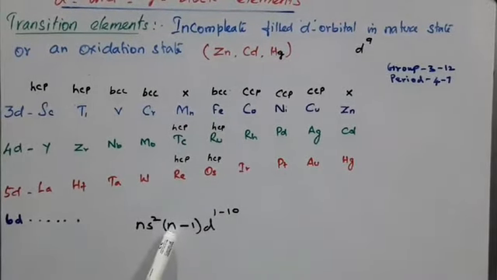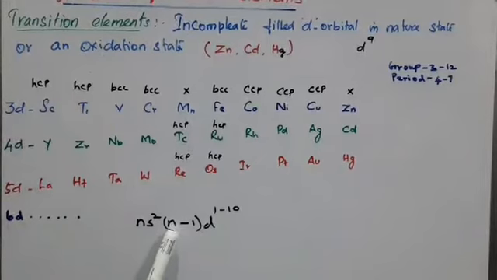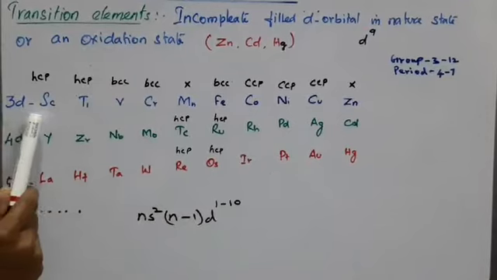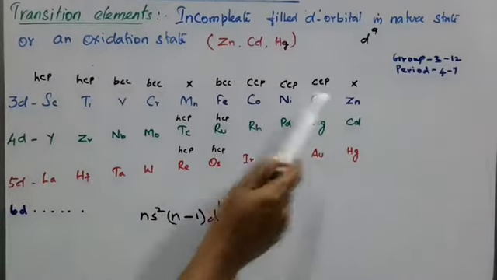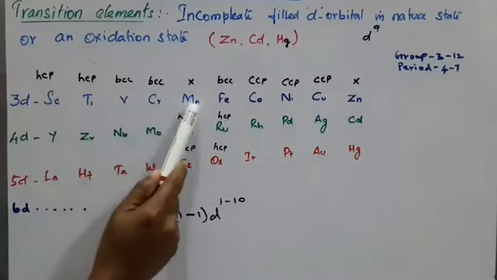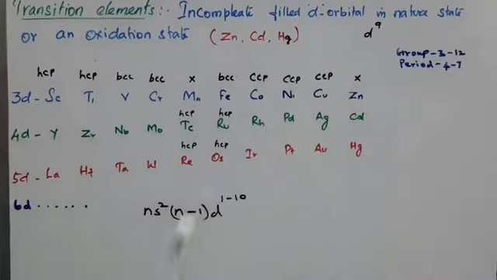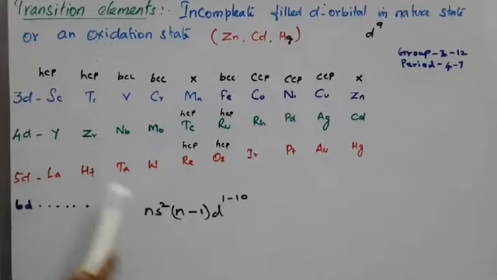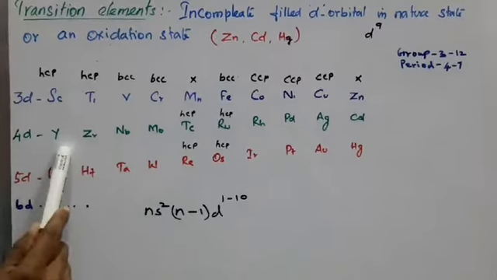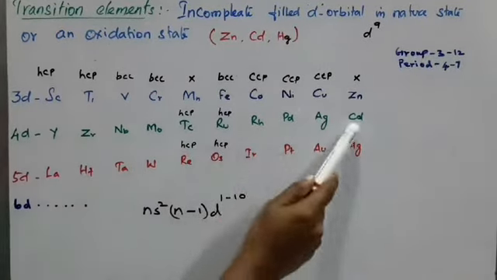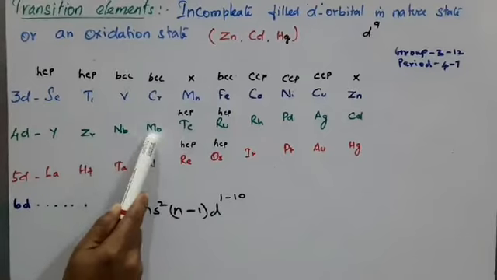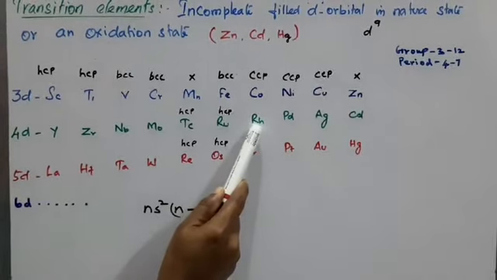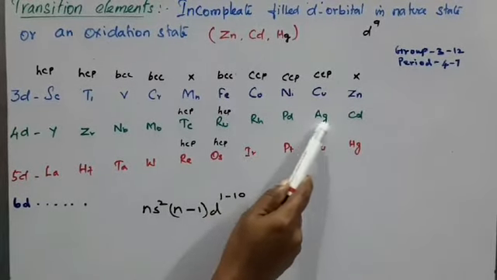Listen. This n represents the number of the period. So 4 minus 1 is 3, so the 3d series. The 3d series started from scandium to zinc: scandium, titanium, vanadium, chromium, manganese, iron, cobalt, nickel, copper, and zinc. And for n minus 1, that is 4 minus 1, the 4d series started from yttrium to cadmium: yttrium, zirconium, niobium, molybdenum, technetium, ruthenium, rhodium, palladium, silver, and cadmium.